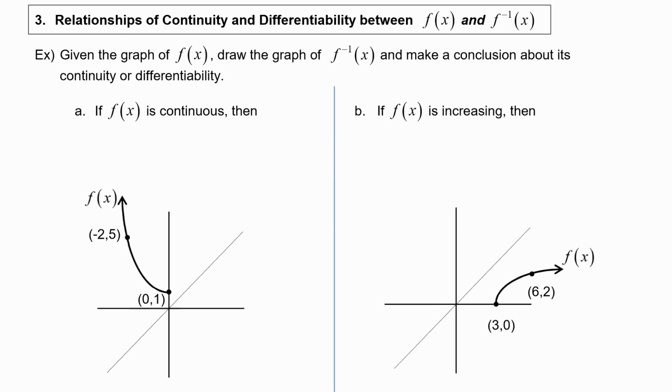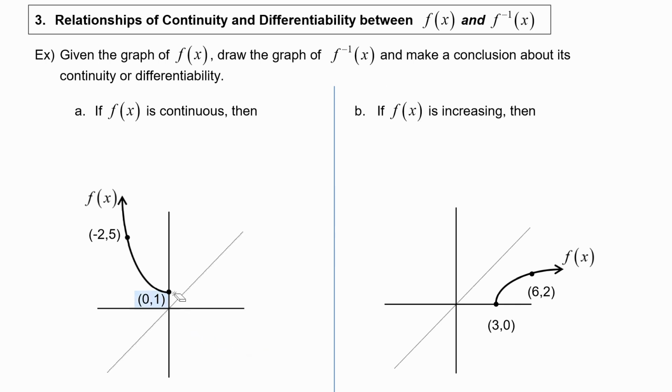Next, we explore the relationships of continuity and differentiability between f of x and f inverse of x. In this example, given the graph of f of x, draw the graph of f inverse of x and make a conclusion about its continuity or differentiability. In part A, we are given this graph of f of x, so the first thing we have to do is draw the graph of f inverse of x. Now remember that from f to f inverse, you switch x and y, and think of folding the graph of f of x over the line y equals x to get f inverse.